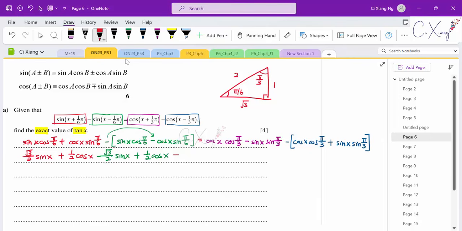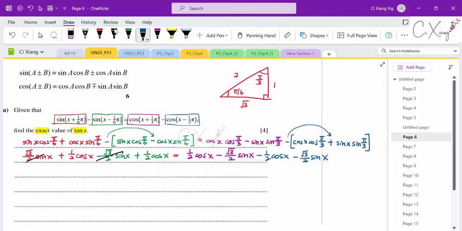Okay, and actually if you have a look at the left hand side, these two terms can be simplified. Then continue further to the right hand side. What's the value for cos pi over 3? Cos pi over 3 gives you half. So half cos x minus sine pi over 3 gives you square root 3 over 2, then sine x. Then minus again. Cos pi over 3 also gives you half, then cos x. Then negative, multiply inside, you have negative. Sine pi over 3 gives you square root 3 over 2, then sine x.